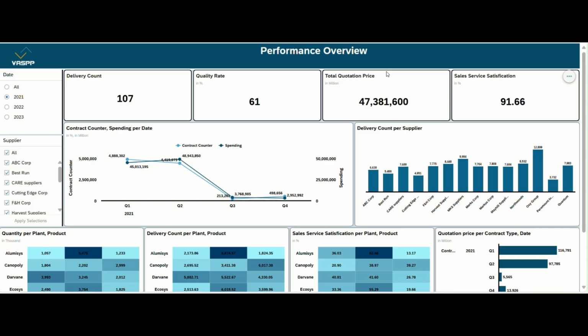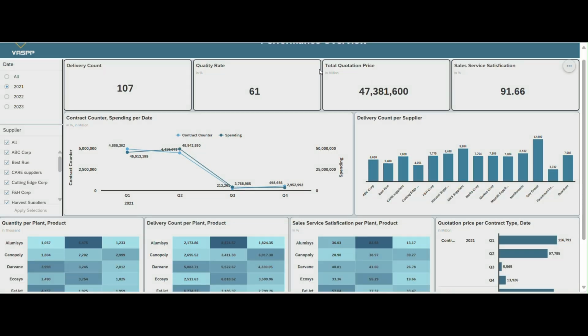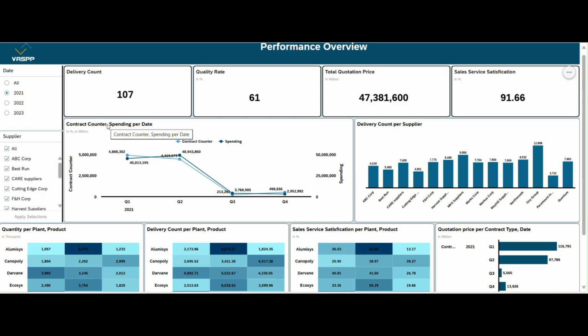This section of the performance dashboard brings your procurement data to life, offering clear visualizations and powerful drill downs that make it easy to spot trends, inefficiencies, and opportunities. We begin with the contract counter and spending per date. Here, a combination of line and scatter plots shows how many contracts were initiated and how much was spent quarter by quarter. This gives you a real sense of seasonal spending trends or budgeting patterns, allowing you to forecast demand, align procurement with financial cycles, and proactively manage spikes or anomalies.